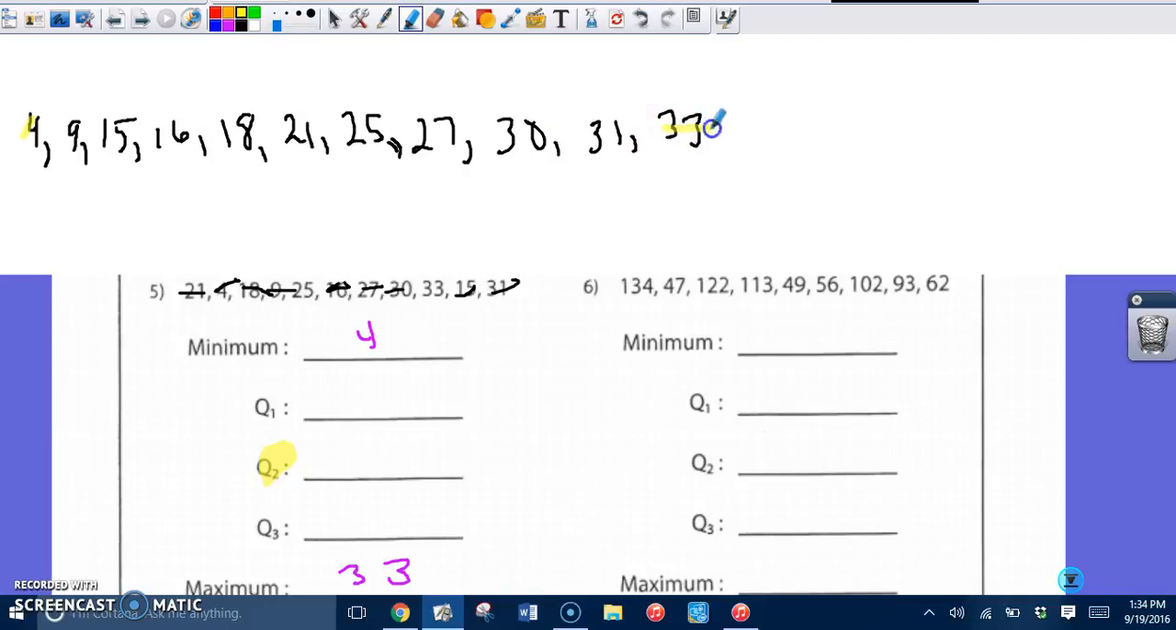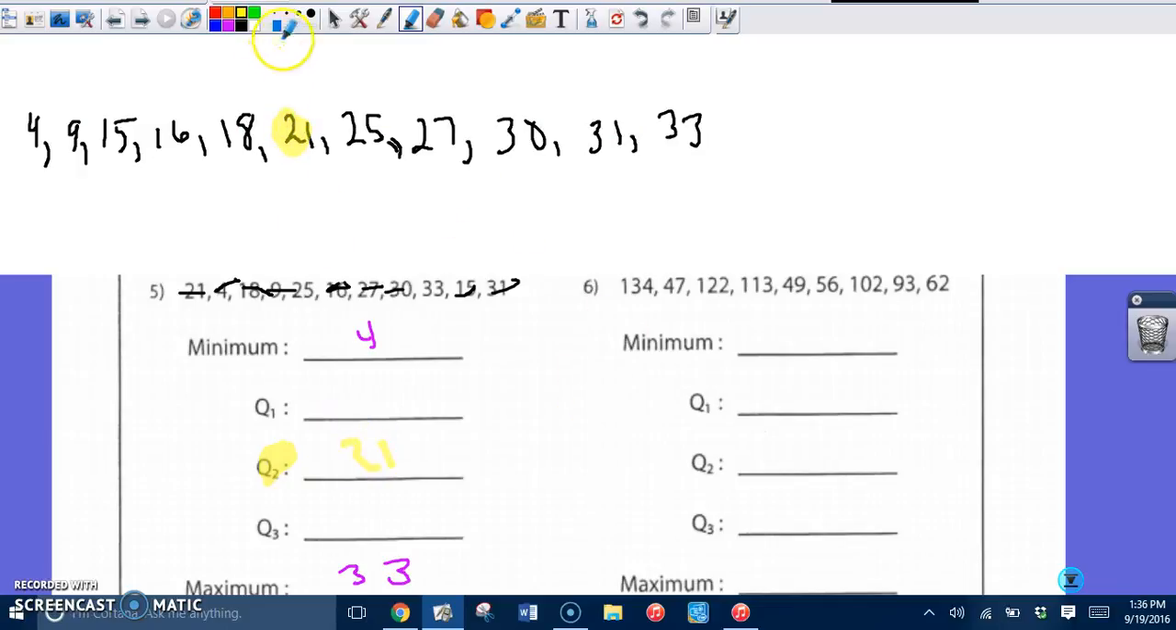Goodbye, goodbye, goodbye, goodbye. Looks like here's the 21. So that's leaving our quartile number 2. Quartile number 2 is 21. 21 is the middle number. Let me clean this up a little bit. There you go. I'll darken that up so you can see it better.